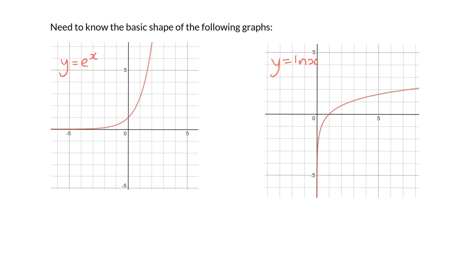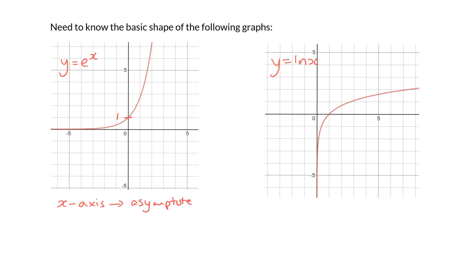So we've looked at dealing with natural logs and with e, the exponential function. You need to know as well, though, the basic shape of their graphs. So the first one, y equals e to the x. You need to know that it crosses at 0, 1, and we can see, hopefully, that the x-axis is your asymptote.